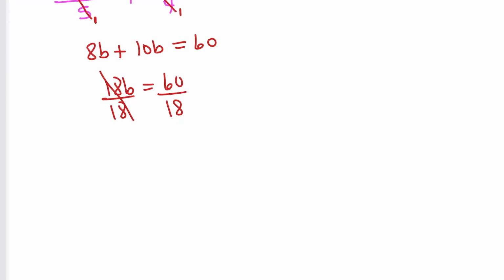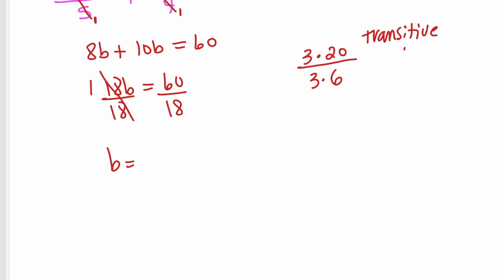So now, this becomes 1, so now I'm left with b. Now, I can simplify 60 over 18. There are a couple of things to think about with different fractions. I can rewrite 60 as 3 times 20, and I can rewrite 18 as 3 times 6. Look at that. I'm using the transitive property to replace.